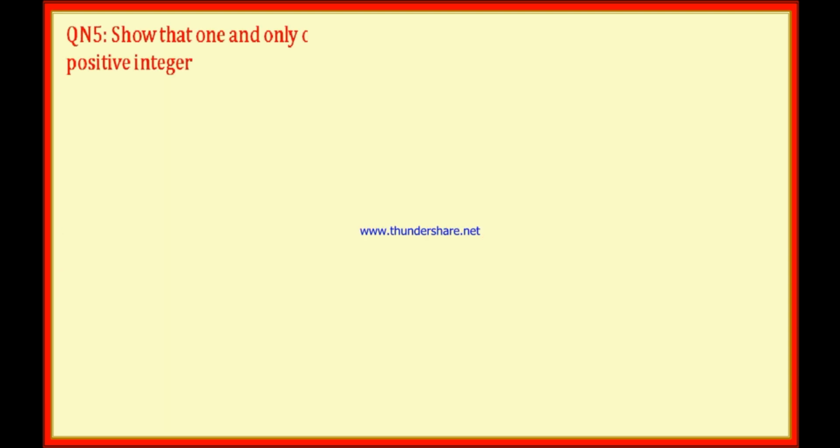Now, question number 5. Show that one and only one out of n plus 2 or n plus 4 is divisible by 3, where n is a positive integer. I shall repeat. Show that one and only one out of n plus 2 or n plus 4 is divisible by 3, where n is a positive integer.